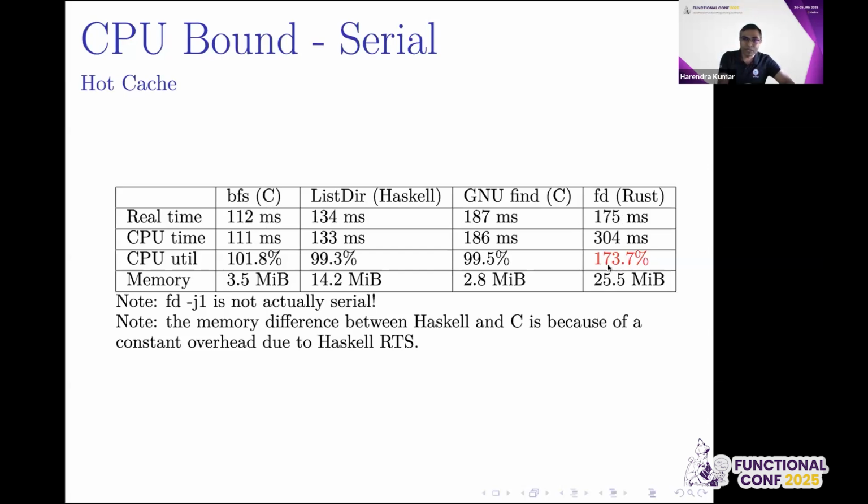But you can see it is using 173% CPU. Others are using only 100%. So this is not serial. This is still doing some concurrency there. So there's something wrong with the program, though we are passing FD -j1, which is supposed to be using a single CPU.